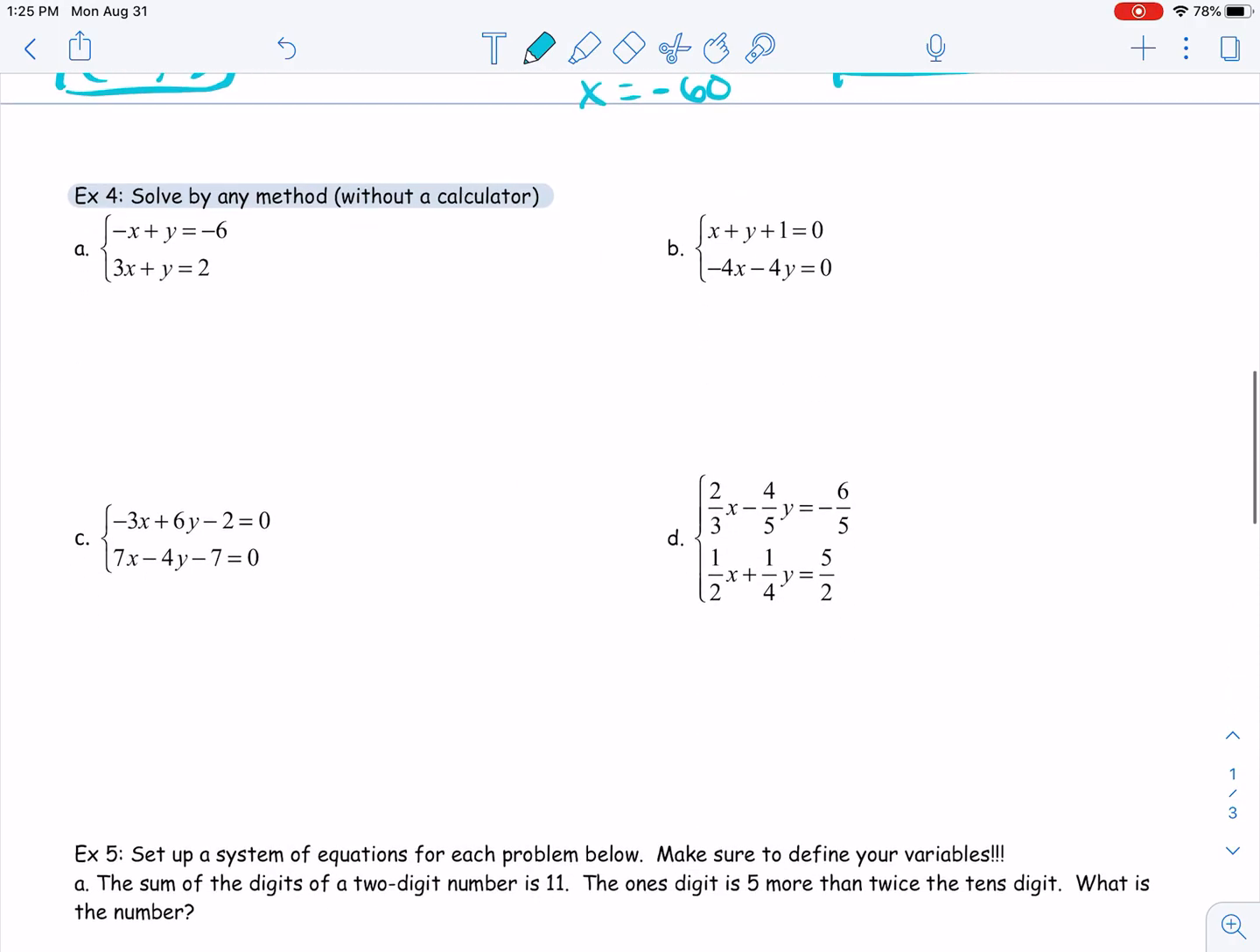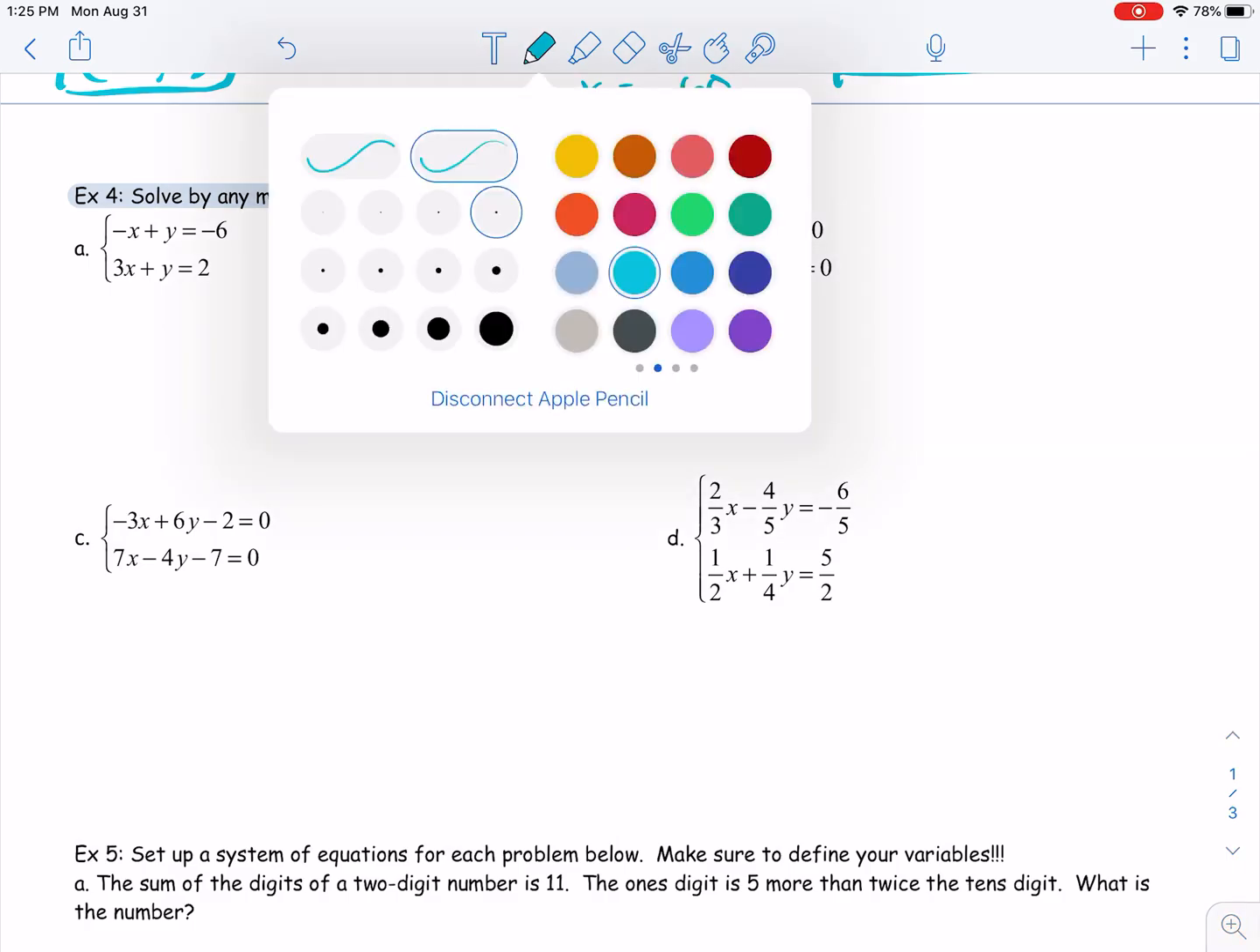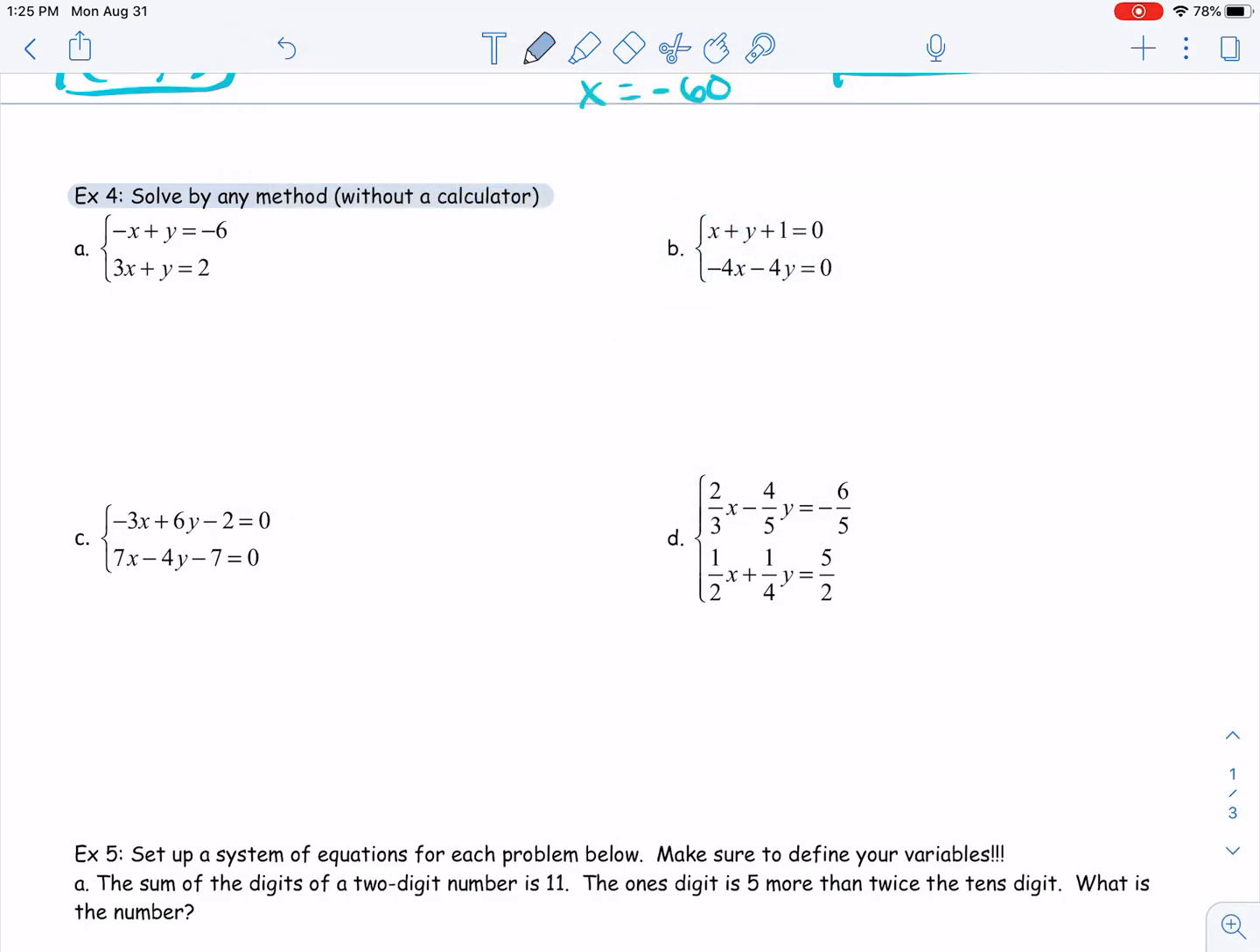So notice in example 4, we have solving by any method without a calculator. So this is really going to help you look at a system and decide which would be better for me and my skills. And it kind of depends on the problem and it kind of depends on you.